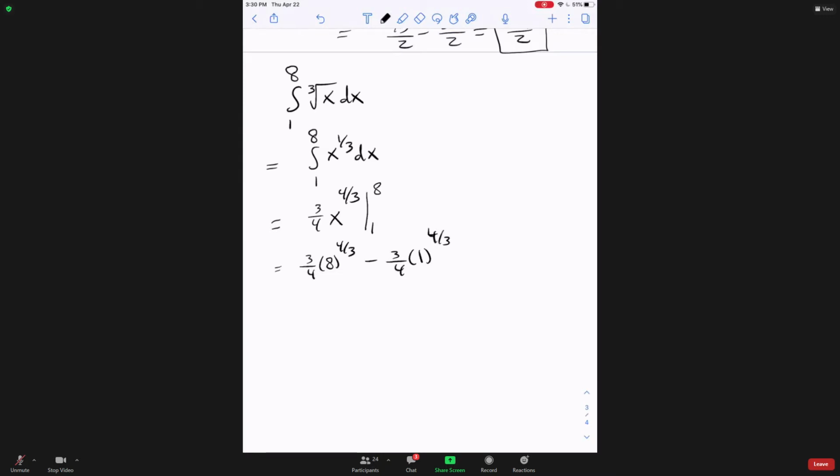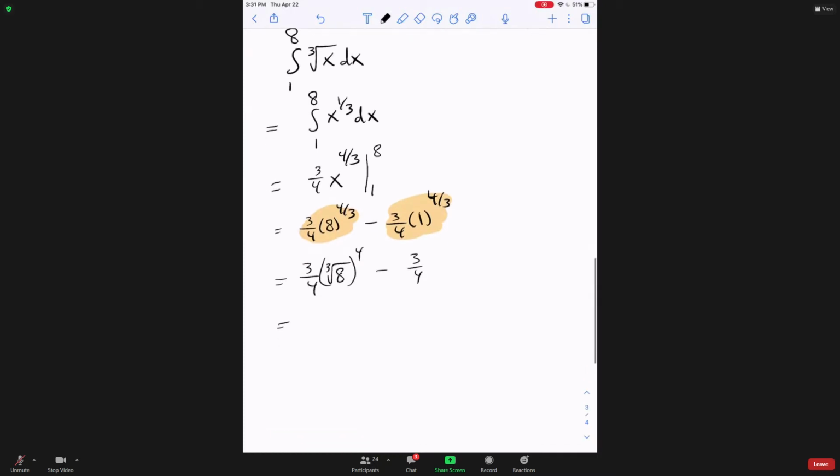So now, just FYI, this is your f of b minus your f of a. So 8 to the 4/3 is actually a nice number. It's the cube root of 8, and then to the 4th power, that actually works out nicely. Minus is just going to be 3/4. So the cube root of 8 is 2, to the 4th power is 16, times 3 is 48, divided by 4 is 12. 12 minus 3/4 is 11 and 1/4.